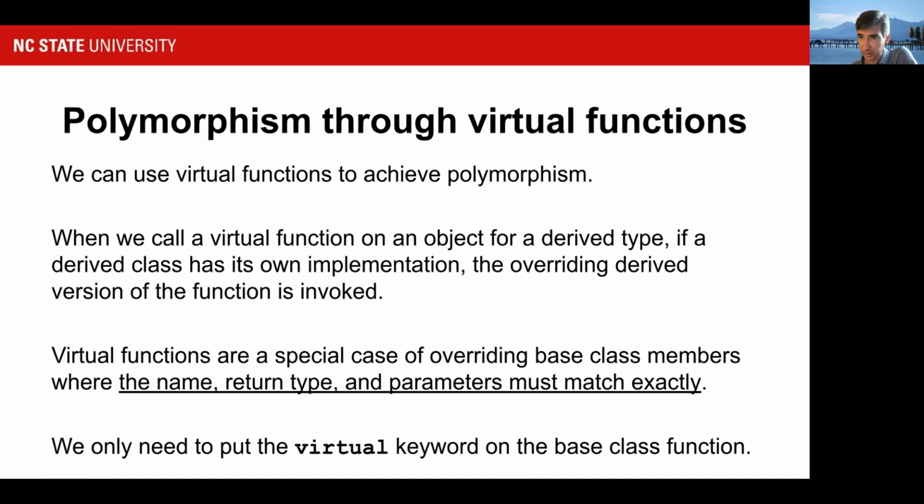In order to achieve polymorphism, we only need to put the virtual keyword on the function in the base class. We don't need to repeat virtual in the derived classes. The virtualness of the function only has to be decided once in the base class. And then any derived class inherits that virtual keyword, and the compiler knows that that function is virtual from that point on.